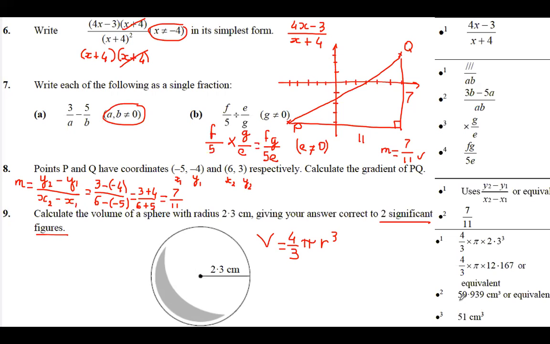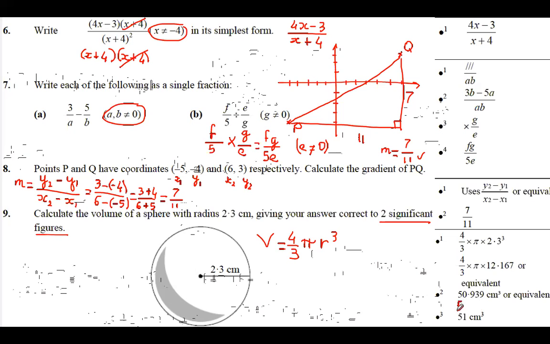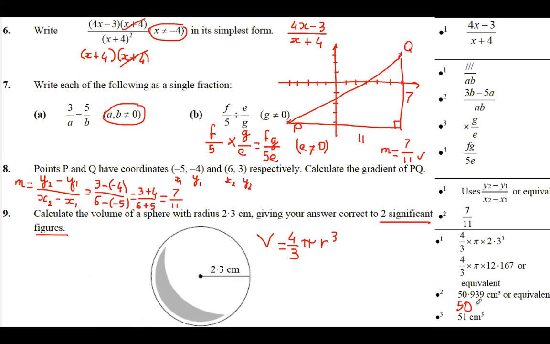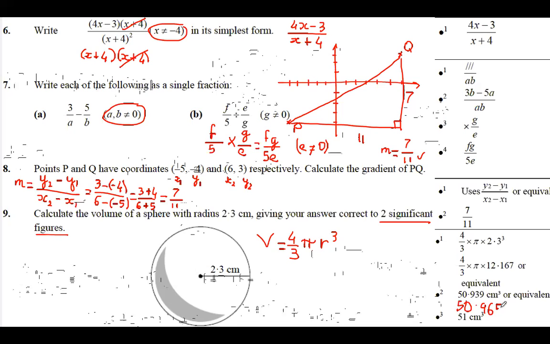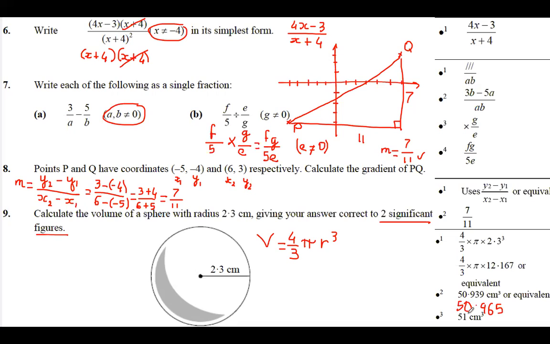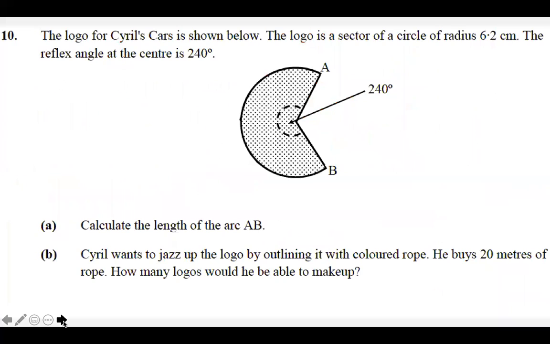So these are probably old books where they used to use 3.14, or maybe they didn't have. So 50.965, and that is 51 if you give it to 2 significant figures. That's why they said 50.939 or equivalent. So if someone used 3.14, they would still get the mark, or someone just used the pi in his or her calculator. Okay, so that's how we would get it.